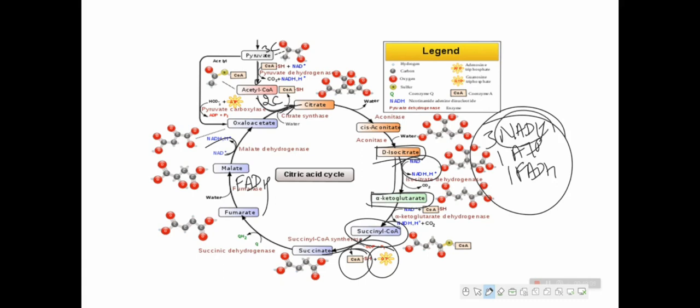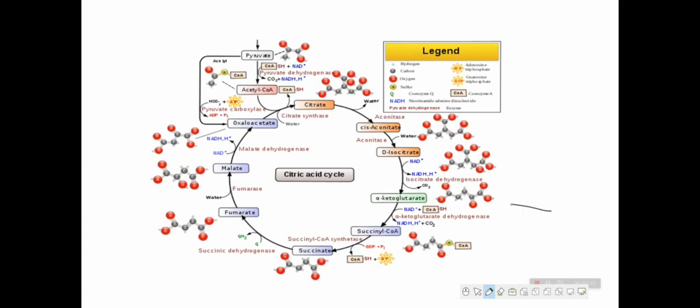The NADH formed in glycolysis and the TCA cycle, all this NADH and FADH2, go into oxidative phosphorylation for the formation of ATP. Oxidative phosphorylation is the process where ATP is formed from NADH and FADH2. These are the processes of the TCA cycle.